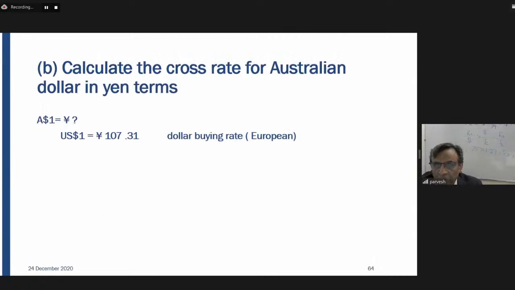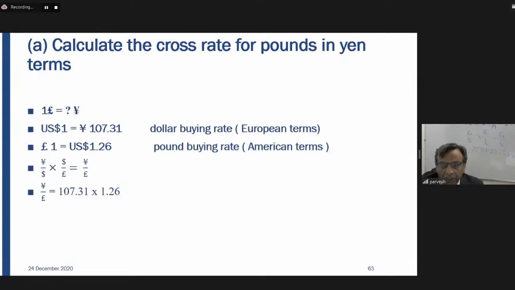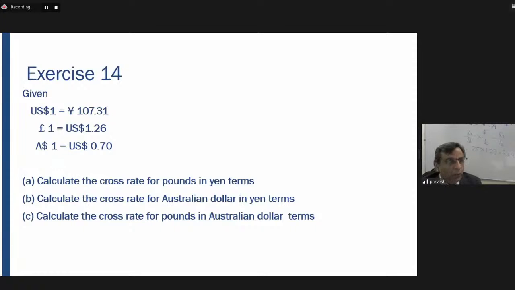Calculate the cross rate for Australian dollar in yen terms. Okay. So I'll go back to the question. The question is this: calculate the cross rate for Australian dollar in yen terms. Do this second question first, the B part of it. Cross rate for Australian dollars in yen terms. So again, this is a Japanese guy who is traveling to Australia. First, what he'll do, he would like to know how much $1 costs in terms of yen. The rate is given to you. Then he would like to go to Australia and buy Australian dollar and sell US dollar. So the third quote, which is Australian dollar 1 is equal to US dollar, that quote is also in order. So we can solve it. Okay. So just solve it.